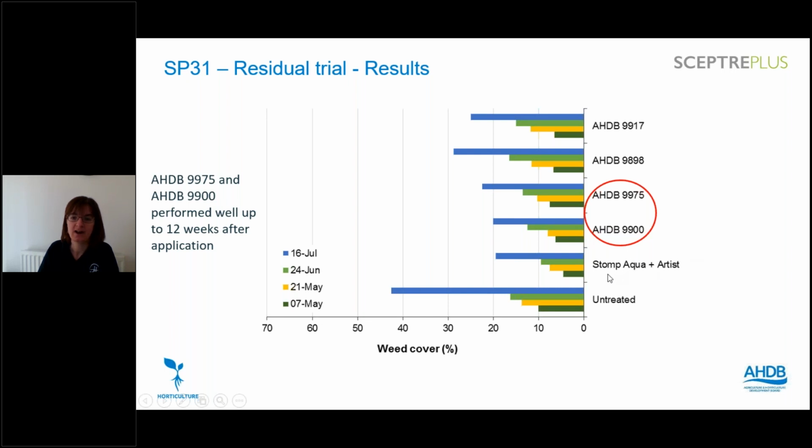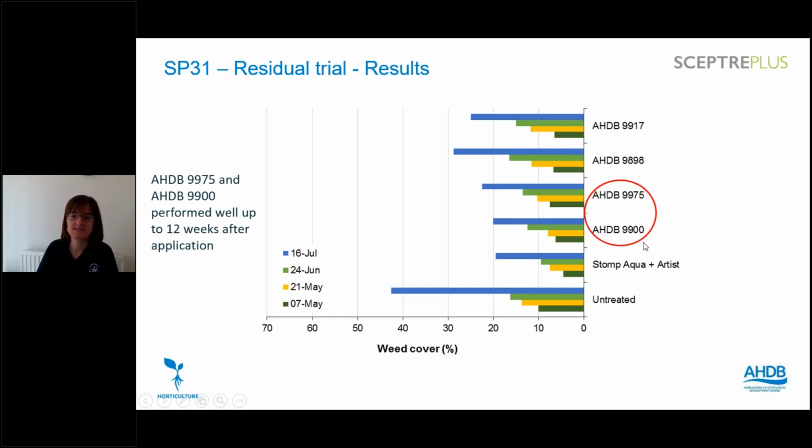So the SCEPTRE and Artist, the grower standard, gave us good control earlier on, and then the experimental ones very similar to that. And you can see how the weed cover stayed low in the first 3 assessments, up to the 24th of June, until suddenly we got that change in the weather and we got some rainfall, and then we started to get the weeds growing. So then we get up to this 42.5% in the untreated after 12 weeks, and significant differences with all of the other ones with much lower weed cover compared to that untreated.